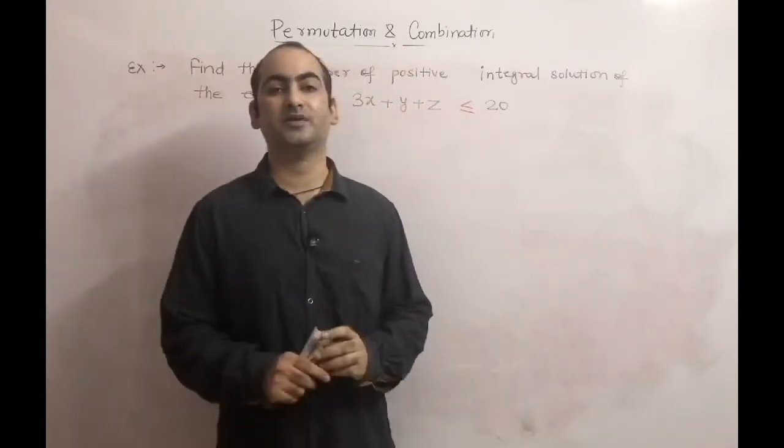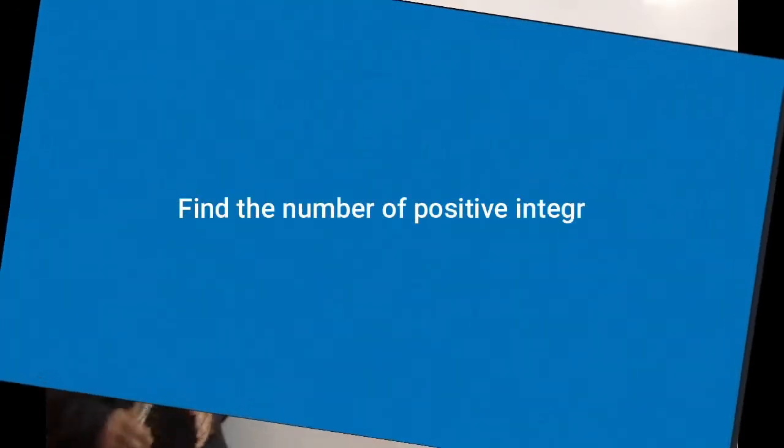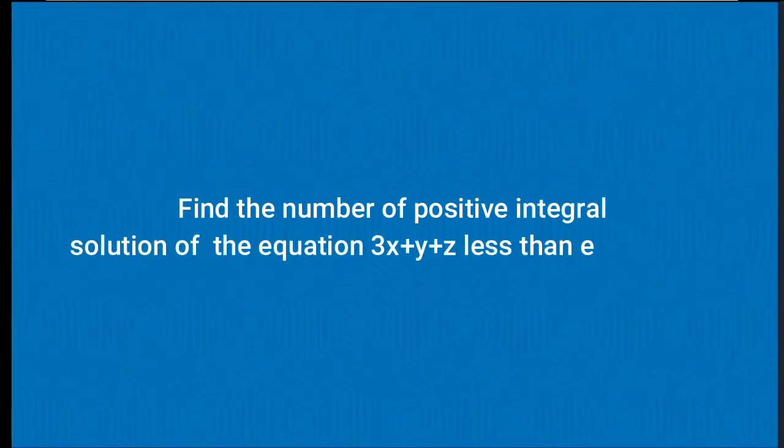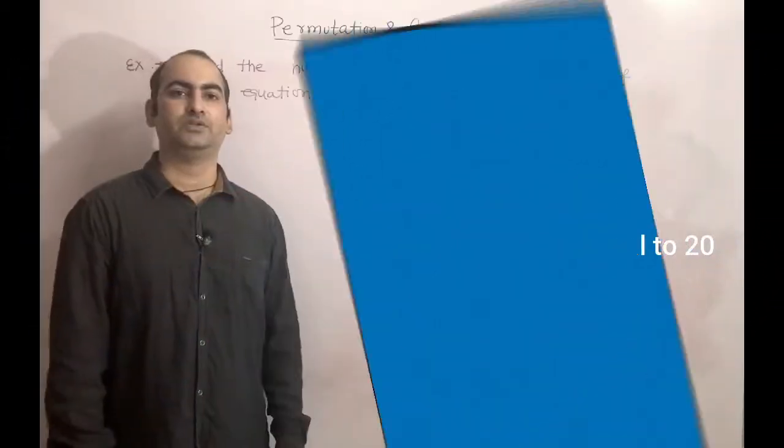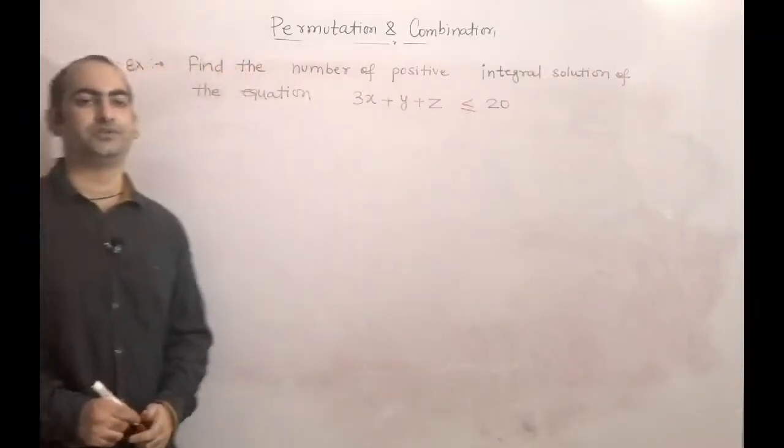So the first problem of today's lecture is: find the number of positive integral solutions of the equation 3x + y + z ≤ 20. This problem we have to solve. Now, solution.